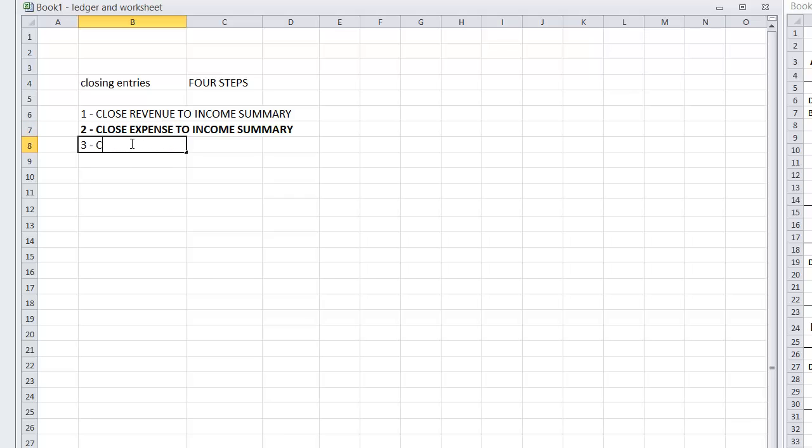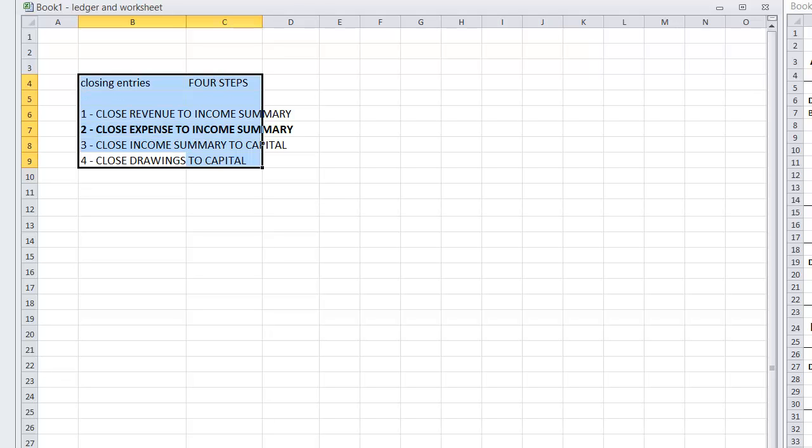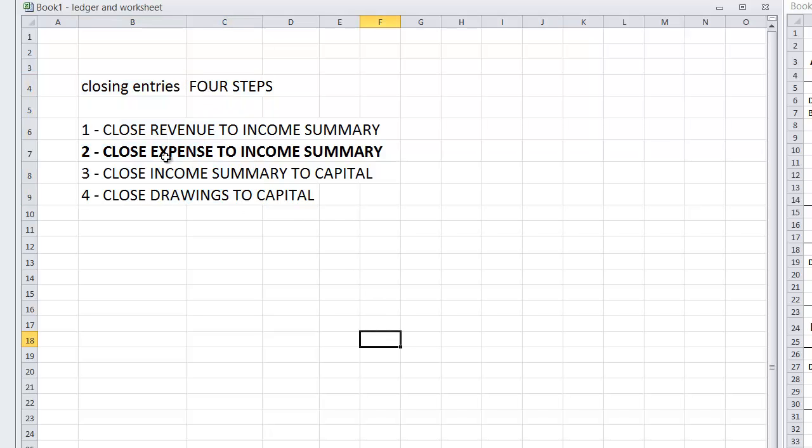3. You have to close income summary to capital. And last but not least is 4. Close drawings to capital. Those are the only 4 things that are going to happen in this account now. Close revenue to income summary, close expenses to income summary. We're going to close income summary to capital and close drawings to capital. So let's go ahead and see what that actually means.